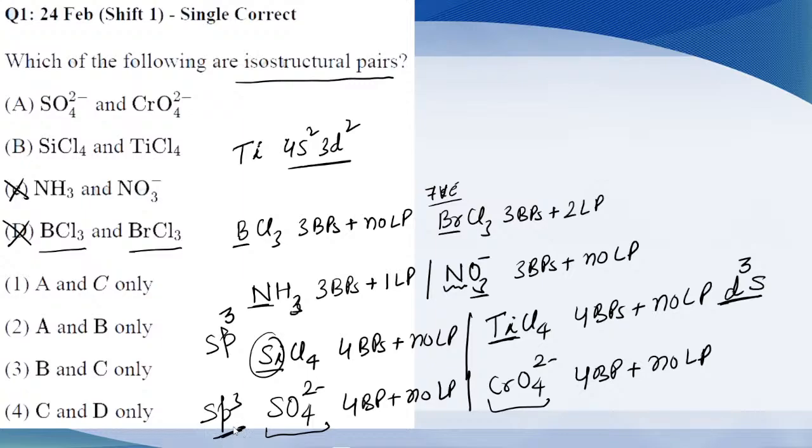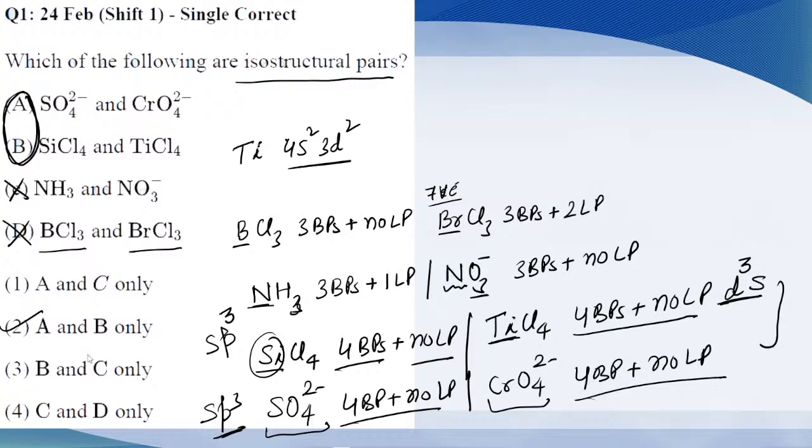So which pair is the same? A and B. Because they have 4 bond pairs, no lone pair, again 4 bond pairs, no lone pair. In all the cases, so A and B pairs are isostructural. So option 2 is correct.